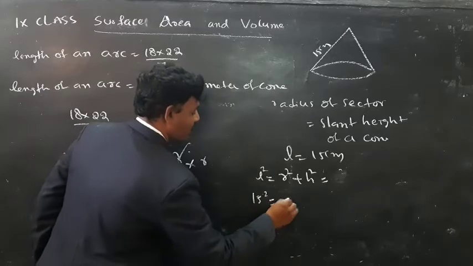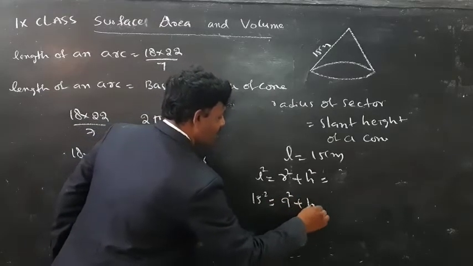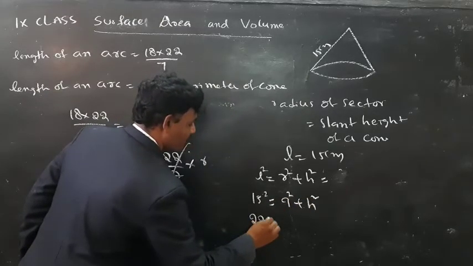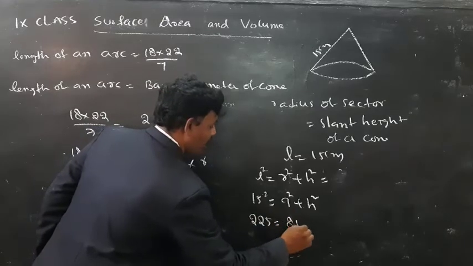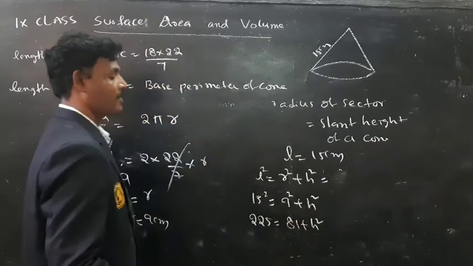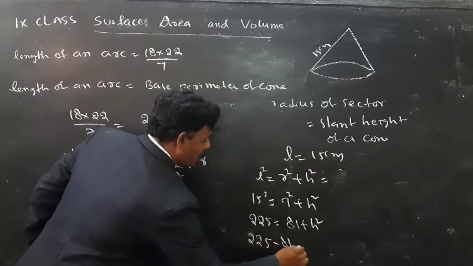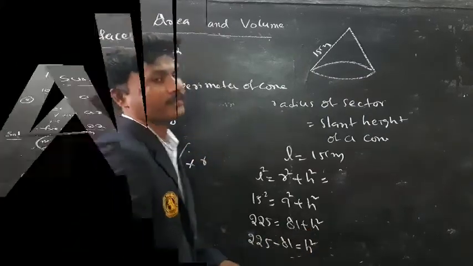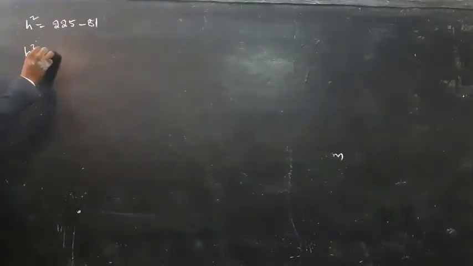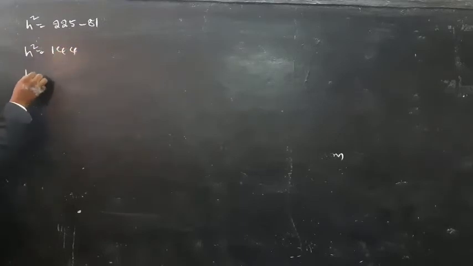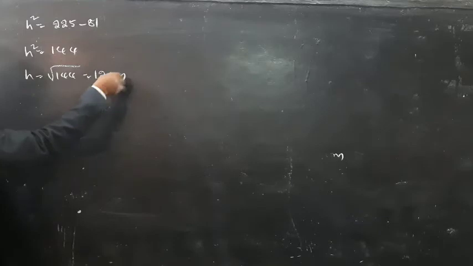15 square is equal to 9 square plus H square. So 225 is equal to 81 plus H square. So 225 minus 81 is equal to H square. So H square is equal to 225 minus 81. So H square is equal to 144. H is equal to under root of 144, which is 12 centimeters.